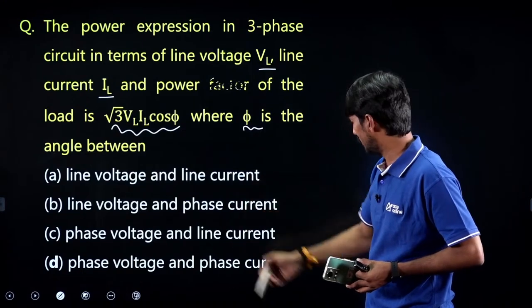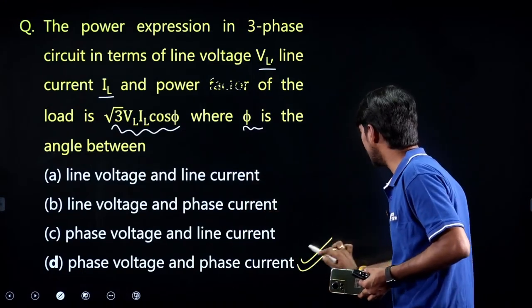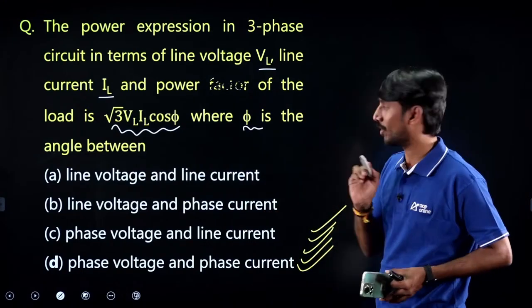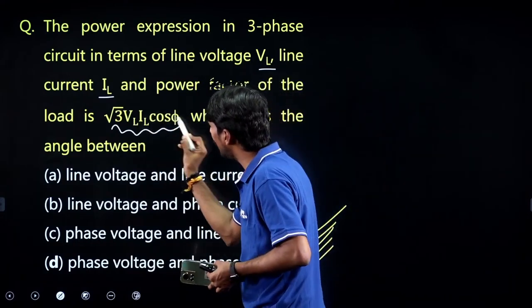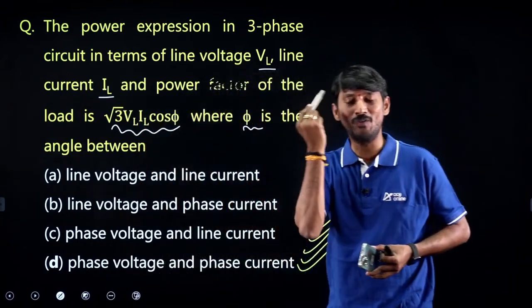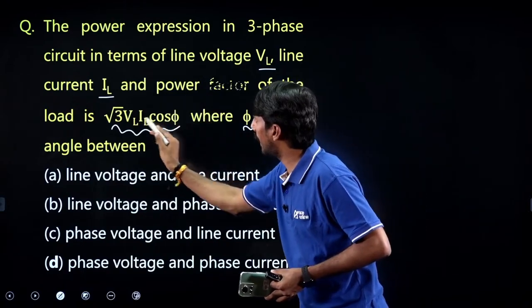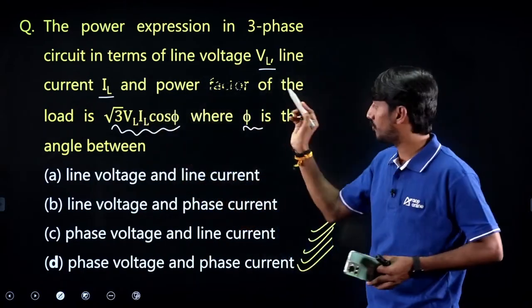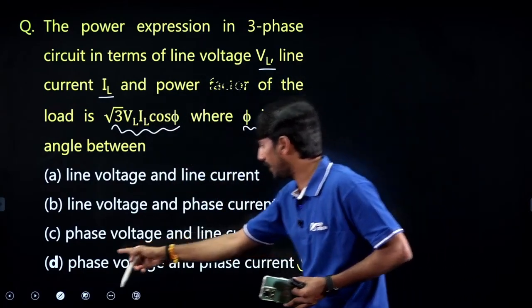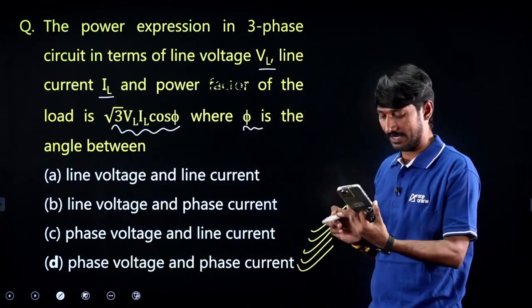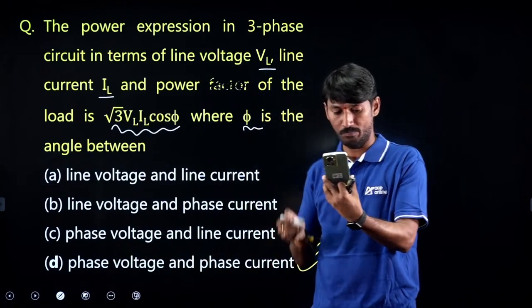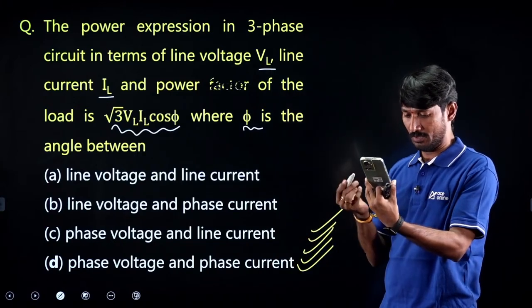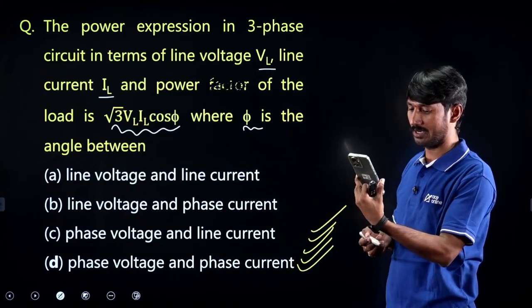So, which is the answer? Yes, option D is the answer. But to confuse you, VL, IL, cos phi, root 3 is given. What do we think? Phi is the angle between VL and IL? No. Phi is the angle between phase voltage and phase current. We should not take line at all. I know many people gave that; Suresh gave option A.